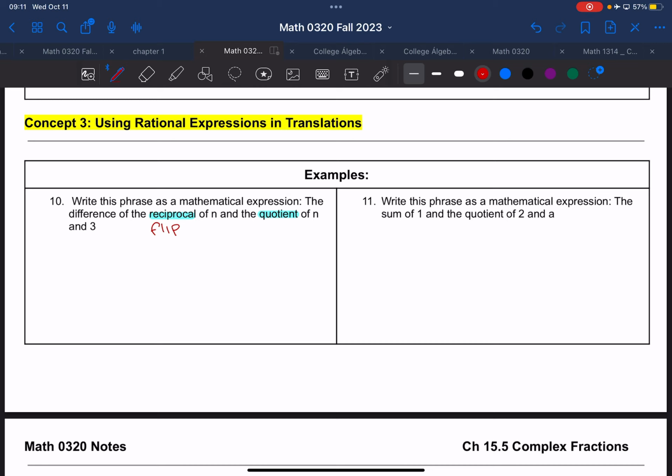And the division of n. Okay, quotient does come from divide, but what part of the divide? So how would we write that in as a quotient?